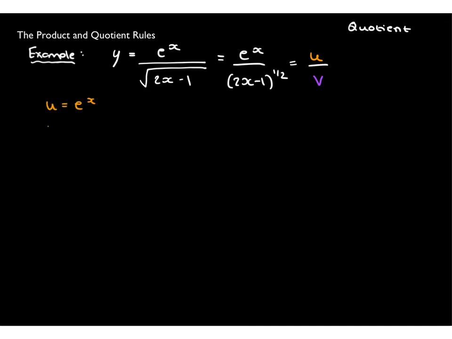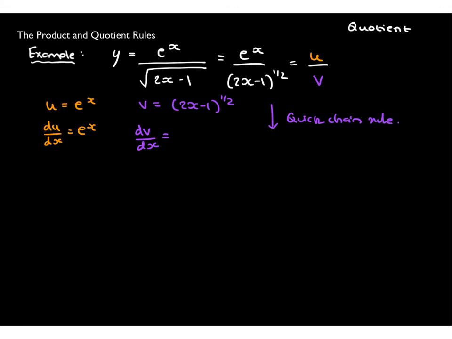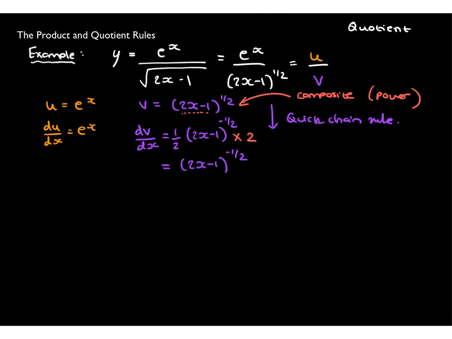u equals e^x, du/dx is e^x. v is the function in the denominator, (2x-1)^(1/2), and then dv/dx, we need to differentiate using the quick chain rule, because of course, you should be able to see that this is a composite and it's a power function overall. So multiply by the power, reduce the power by 1, and then multiply by the derivative of the inner function, which is just 2. So this then gives me (2x-1)^(-1/2).